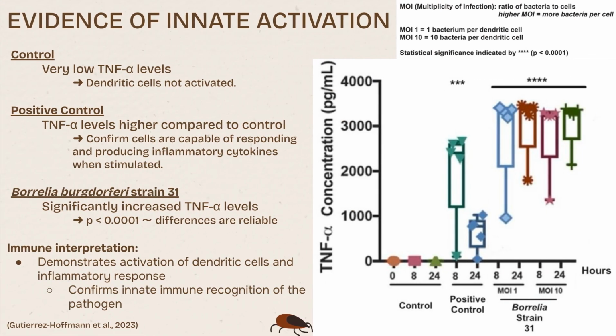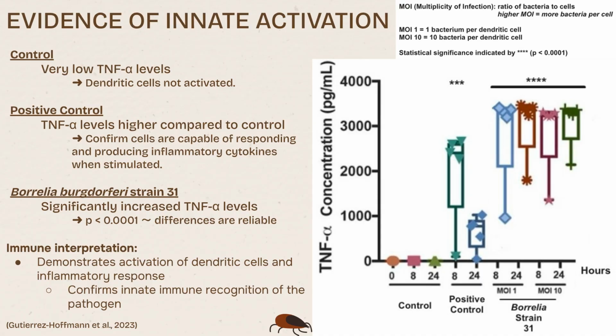Looking at the results, TNF alpha levels are the lowest in the control group, which is expected since there is no stimulation. In the positive control, TNF alpha levels are much higher, confirming that dendritic cells are capable of responding. In the Borrelia burgdorferi group, TNF alpha levels are also significantly increased compared to the control and similar to the positive control. These values are also highly significant. From the immune system perspective, this shows that dendritic cells recognize the bacteria and respond by producing inflammatory cytokines.